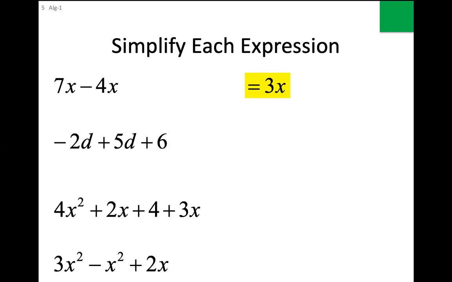You want the second one? Yes. What do you got? 7d plus 6, because 5 minus 2 is 7. It was negative 2 plus 5. Okay. What's negative 2 plus 5? Same or different signs? Add or subtract? So subtract the numbers. We don't get 7, we get 3. More positives, so positive. So the answer is 3d plus 6. There we go.